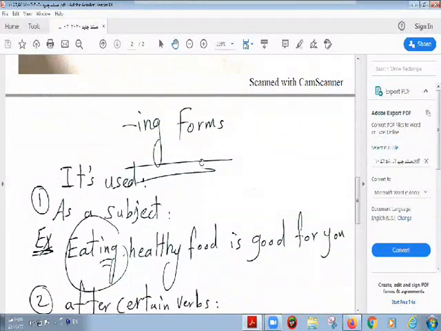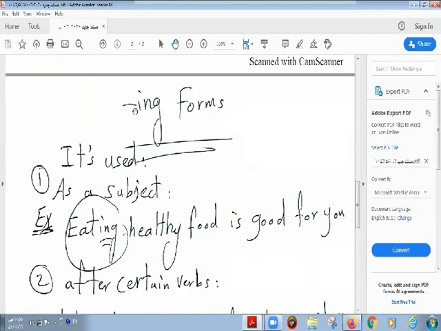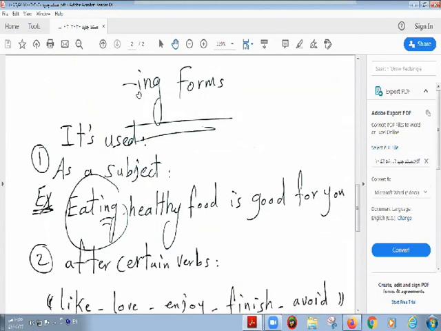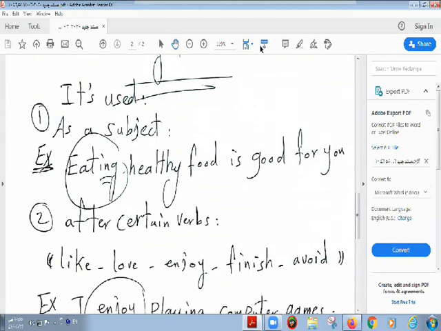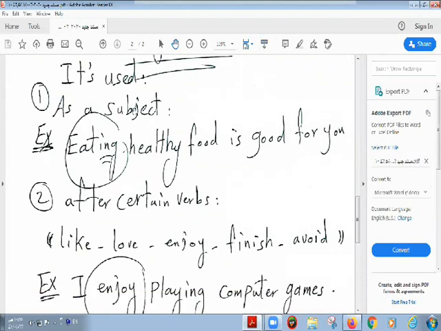Let's go to the second part of our lesson today. It will be about ing forms. Ing forms means the verb plus ing. We can use the verb plus ing as a subject.